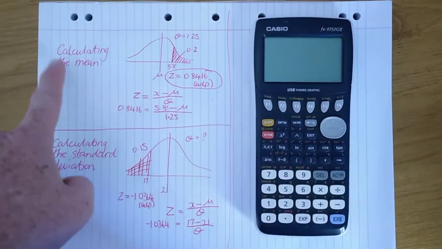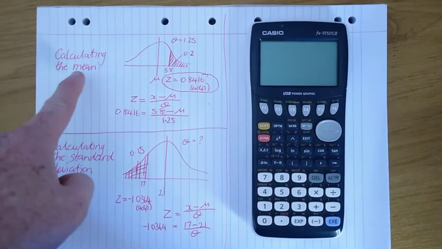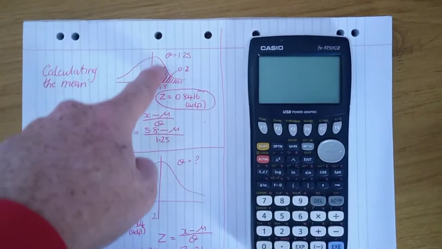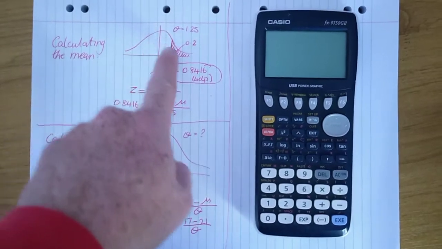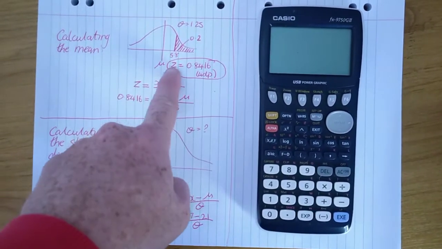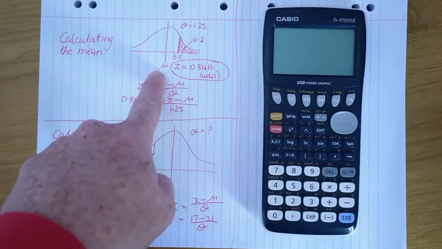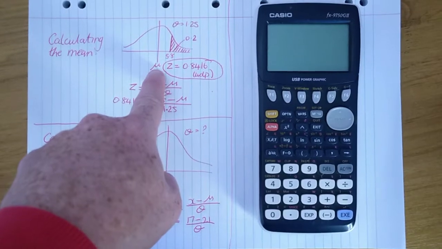So let's have a look at the first question. We've been asked to calculate the mean. In your working, you would have done your normal distribution curve. You would have written down all the values you know. We knew the standard deviation. We knew the area, 0.2. We knew the x value of 5.8, but we didn't know the mean.